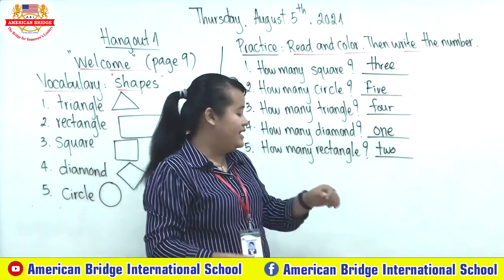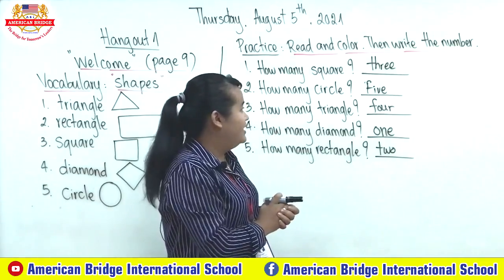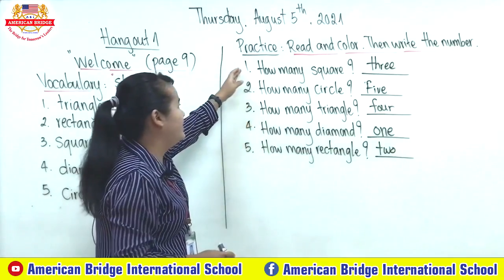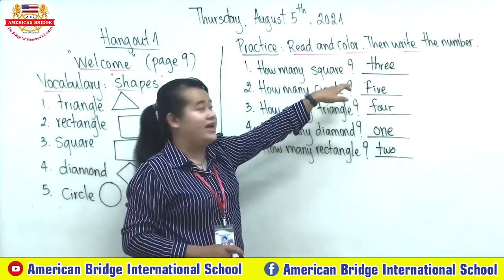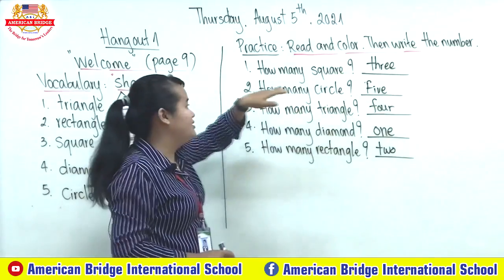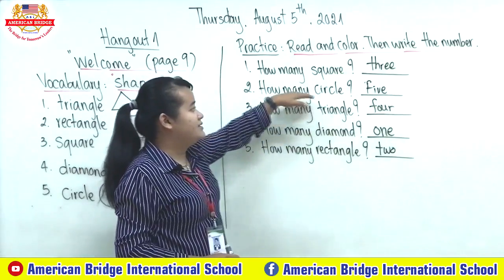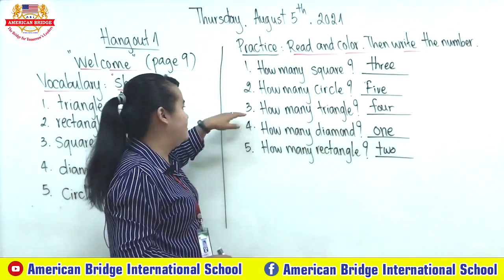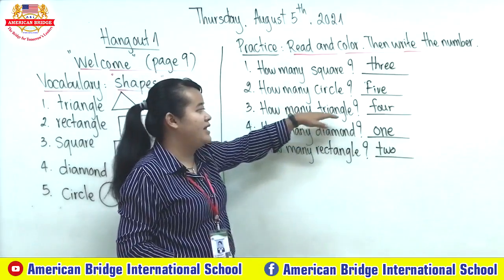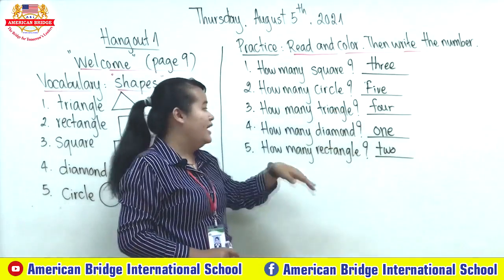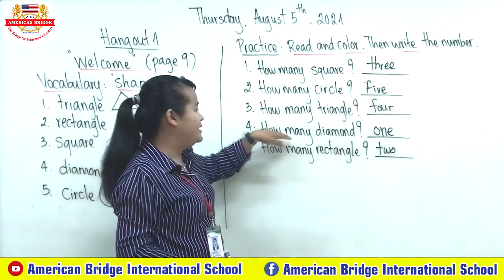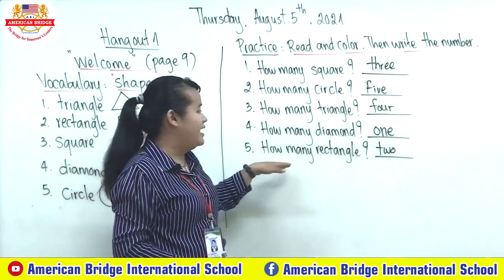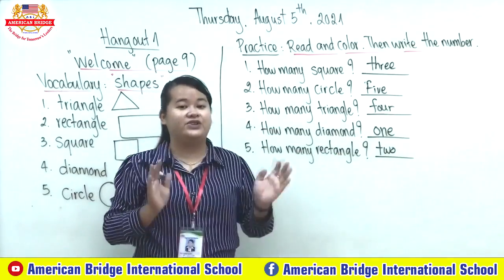Now let's move on to the questions. Let's practice with each other. Number 1, how many squares? 3. Number 2, how many circles? We have 5. Number 3, how many triangles? We have 4. Number 4, how many diamonds? We have 1. And number 5, how many rectangles? We have 2.